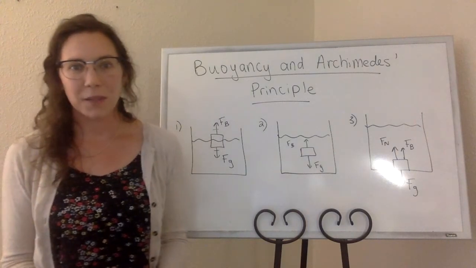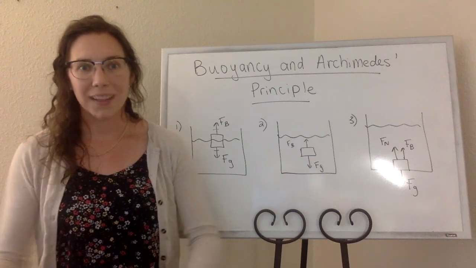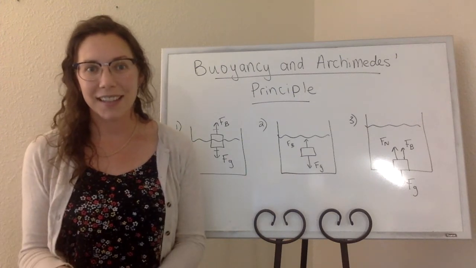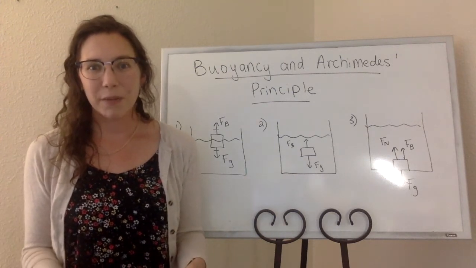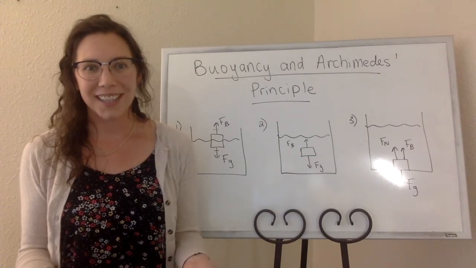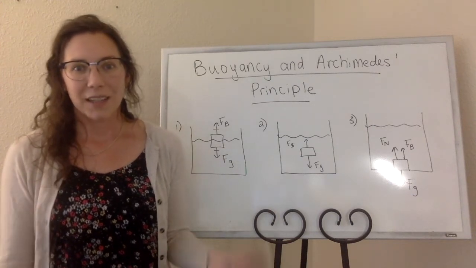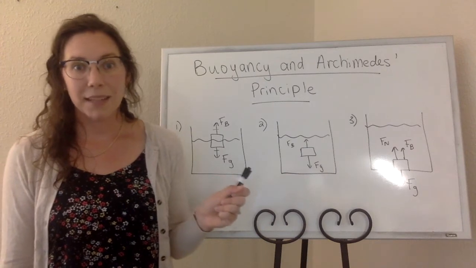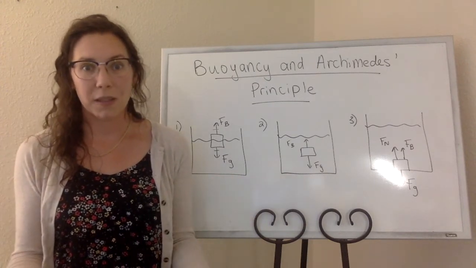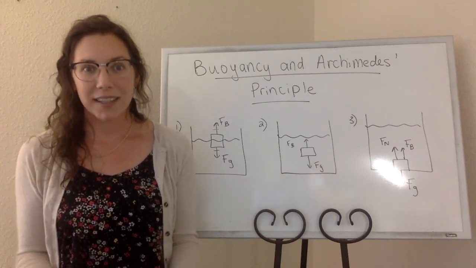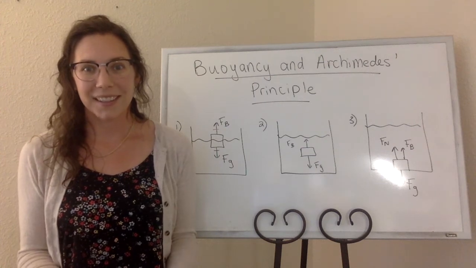So the first observation is here. If we're to release an object that is less dense than a fluid into a fluid, it will float, partially submerged in the fluid. So it will remain at rest here. That means that there must be an upward force supporting it, and that force is called the buoyant force.